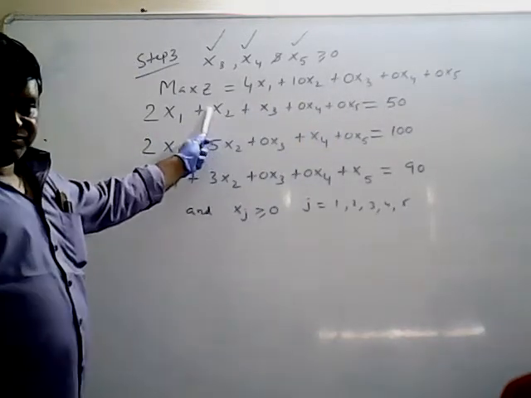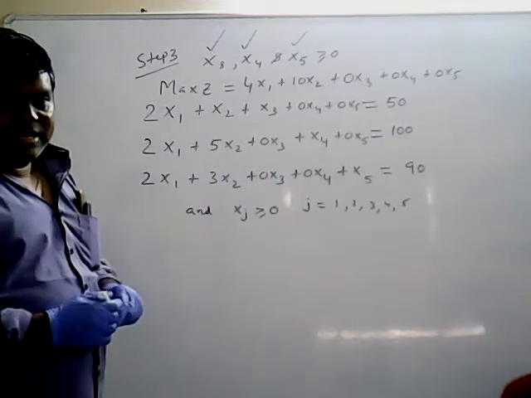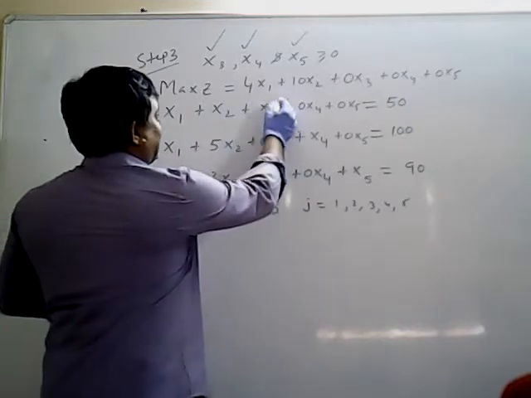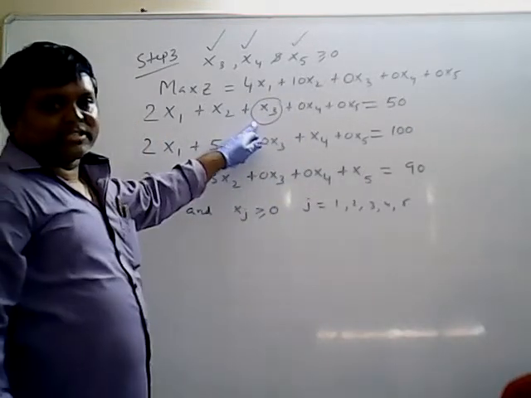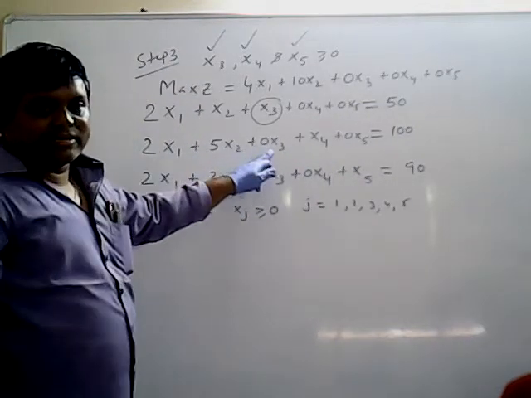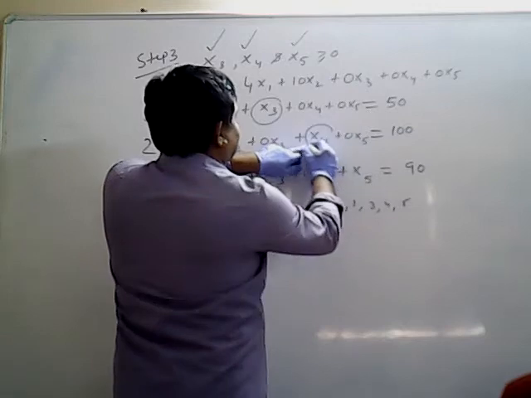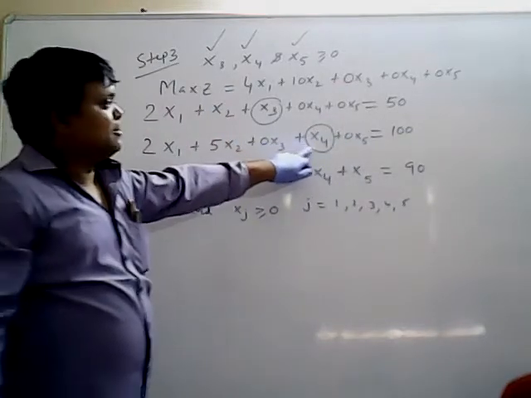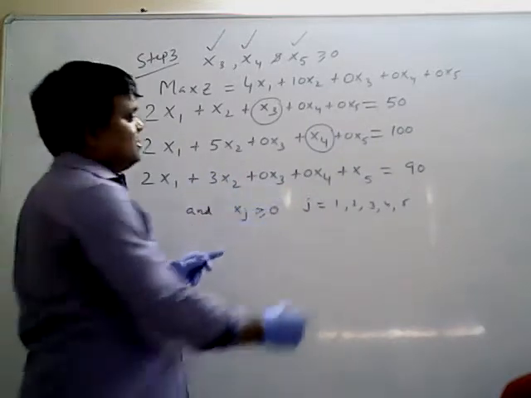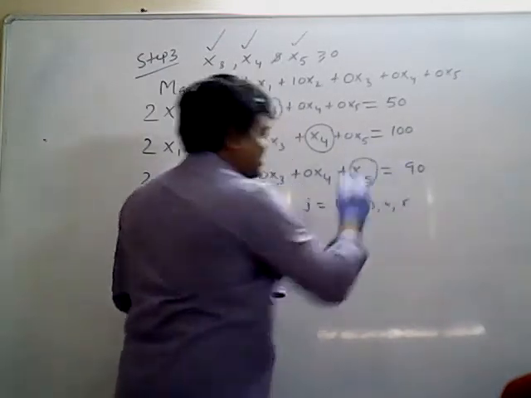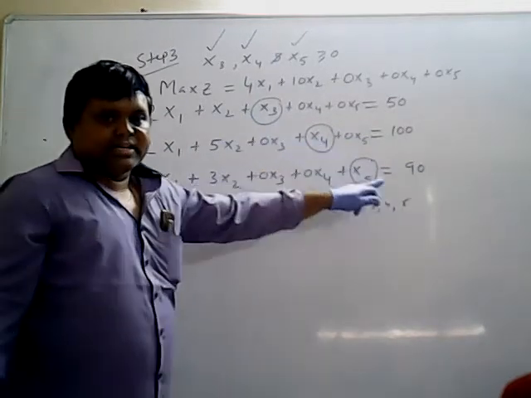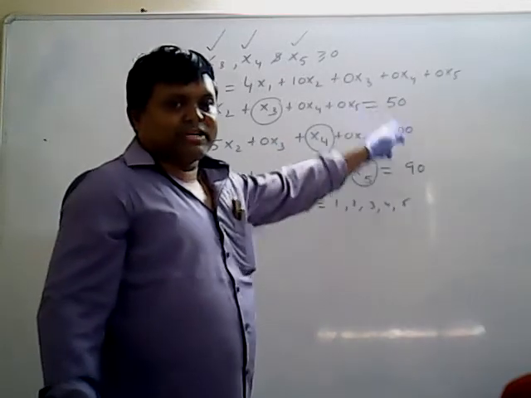After that take the first constraint. The first constraint is less than equal type, which means you require the first slack variable. What is the slack variable? X3 is added for the first constraint so that the inequality becomes equivalent. The second constraint is also less than equal type, so the second slack variable is added. What is the second slack variable? X4. X4 is added so that the inequality becomes equivalent. The third constraint is also less than equal type, so the next slack variable is added. What is the next slack variable? X5. So x3 is added for the first one, x4 for the second one, x5 for the third one, so that the inequality becomes equivalent.